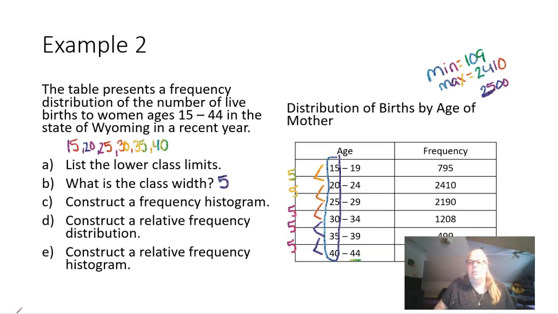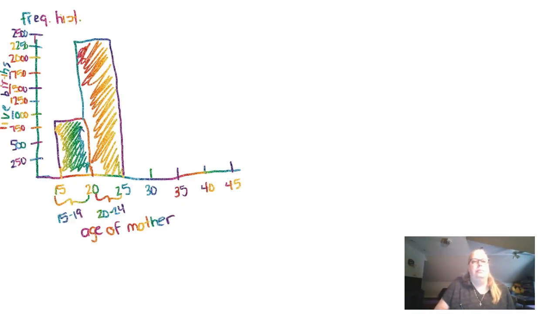And then our 25 to 29s, we have 2,190. So that's going to be in here between 2,000 and 2,250. So I am going to put my bar right in here and then extend my rectangle down here to 30 and then color this bar in.